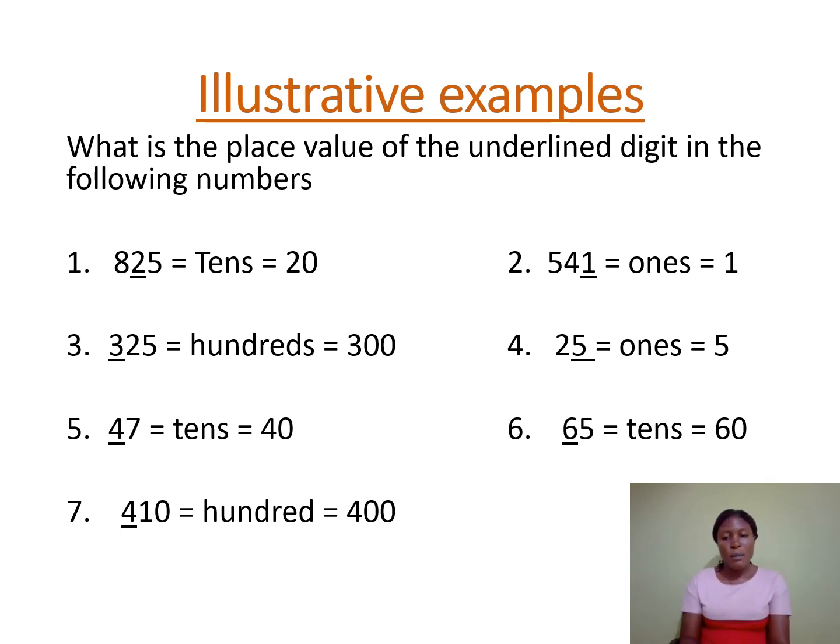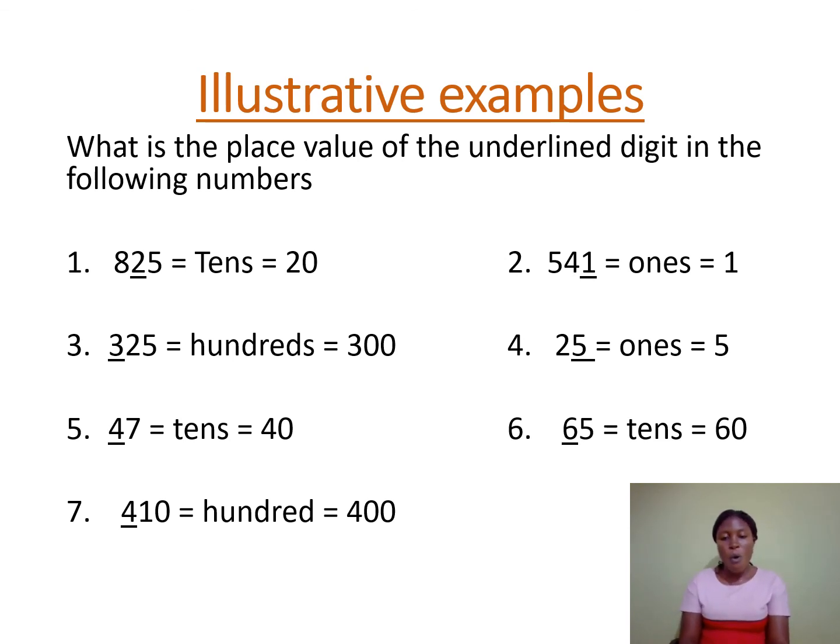Let's look at number 2. We have the number 541 in which the underlying number is 1. Now the answer or the place for the underlying number is ones, and the value is 1. Number 3, we have 325 with the underlying number to be 3. Now 3 has the place as hundreds, and the value is 300 in figures.